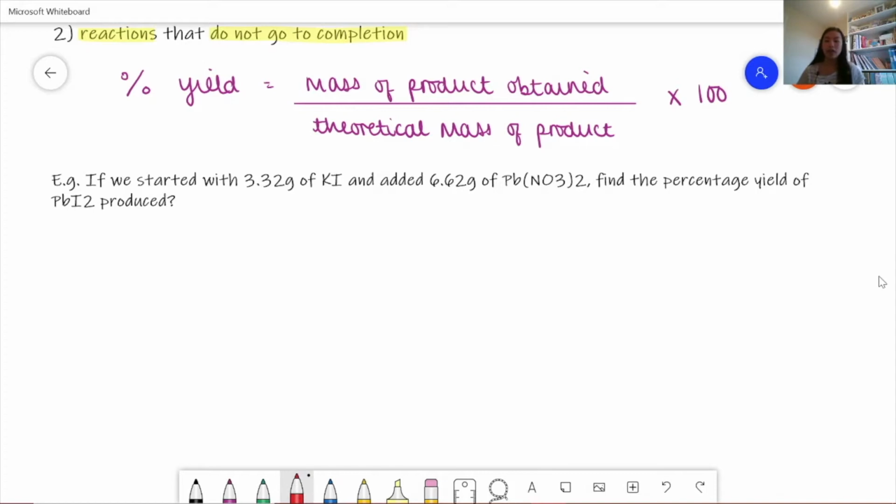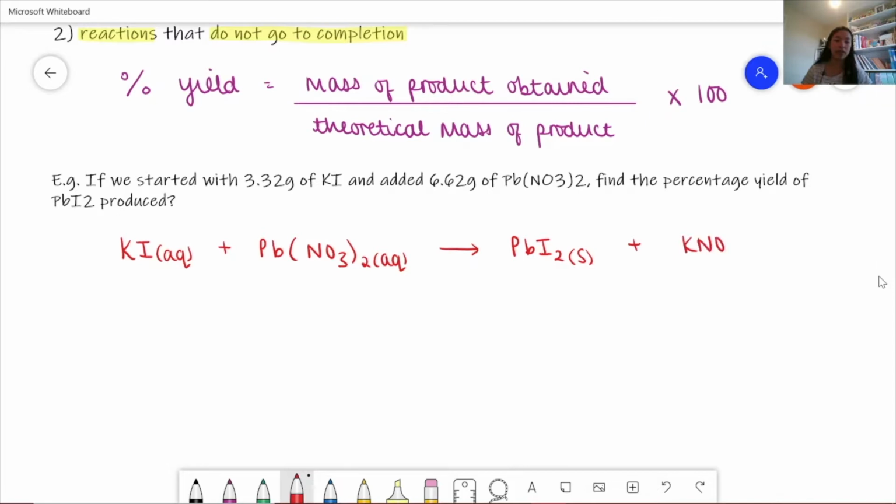So we have potassium iodide, and we're adding this. This should be aqueous, so dissolved in water or solution, and we're adding it with lead nitrate, and this will also be aqueous, and this will go to form our lead iodide, which will now be a solid. And then we also get potassium nitrate, and this will be aqueous.